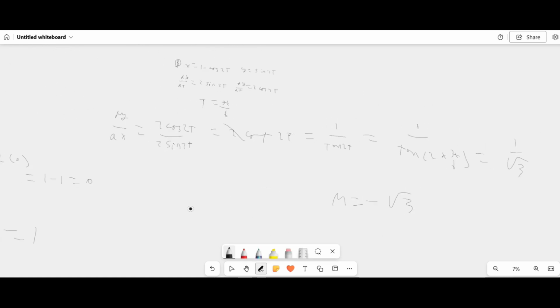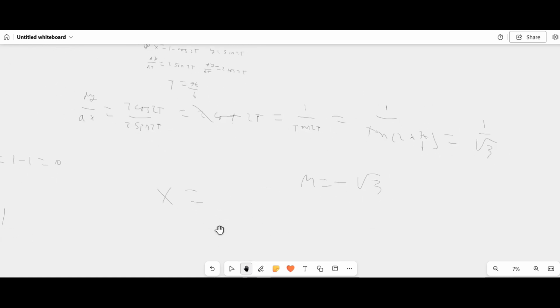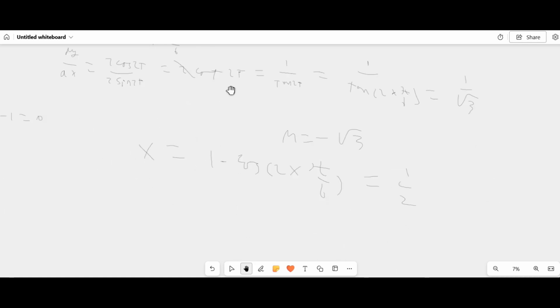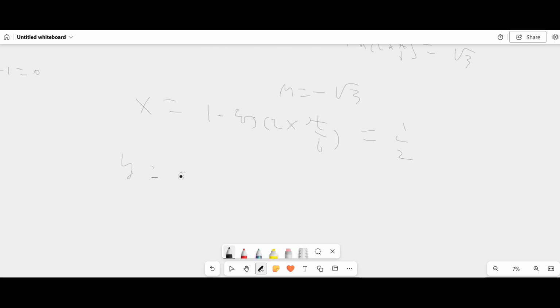Now you need to find the x and y coordinate to form the tangent equation. So the x coordinate is going to be 1 minus cos 2 times pi over 6 here, which is going to be half. And the y is sine 2t, so it's going to be y is equal to sine 2 times pi over 6 here, which is going to be root 3 over 2.